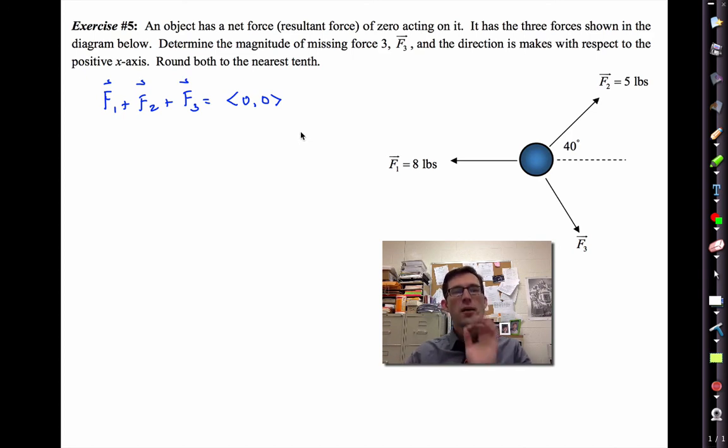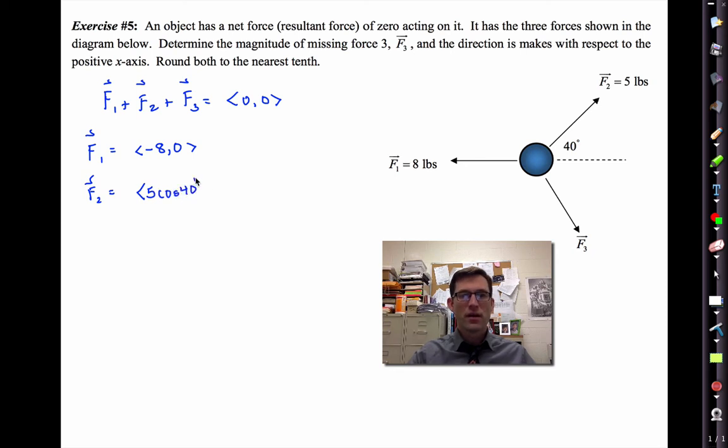All right, but let's see what we can do. Force 1 we can say is, let me go with this notation, -8, 0. Good enough? Force 2, on the other hand, beautiful arrow there, is going to be 5 times the cosine of 40 and 5 times the sine of 40, right?